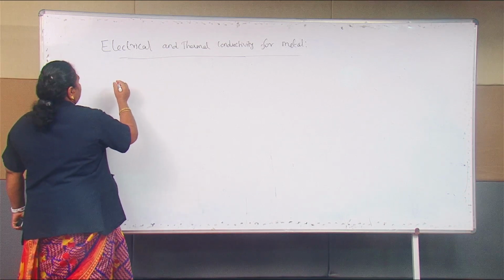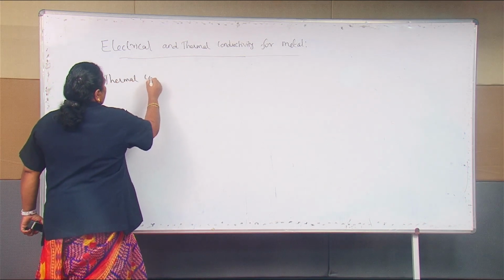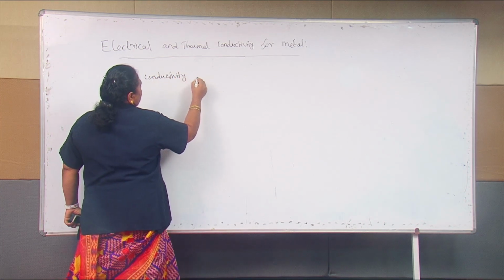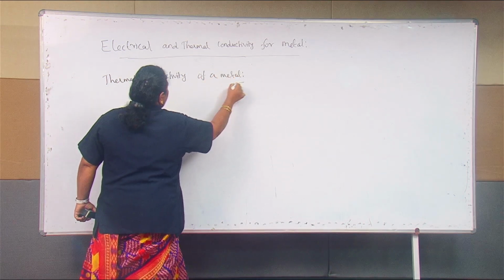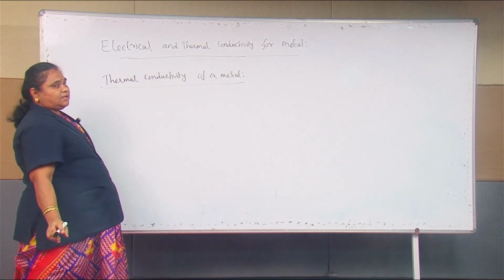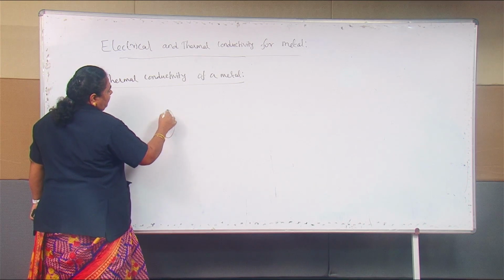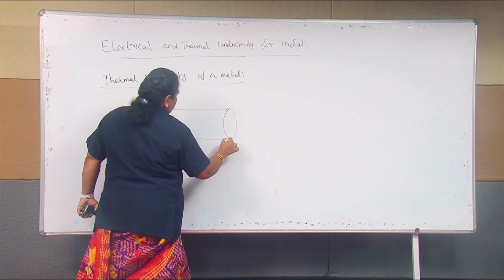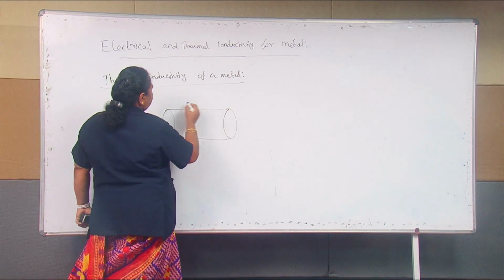So now we move on to the thermal conductivity of a metal. This thermal conductivity of a metal can also be derived with the help of classical free electron theory. So let us consider a conductor, a solid.